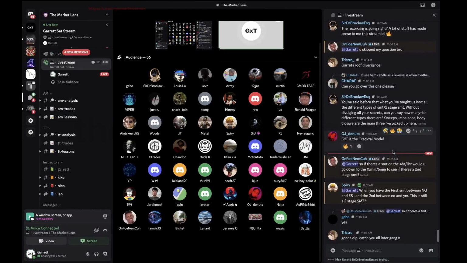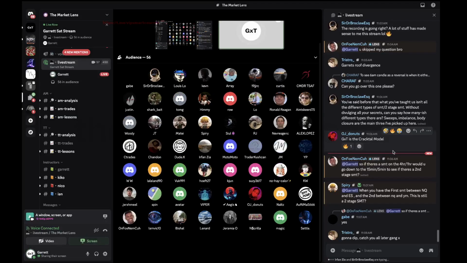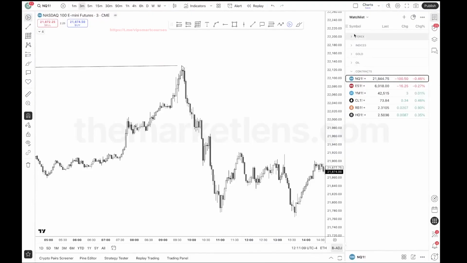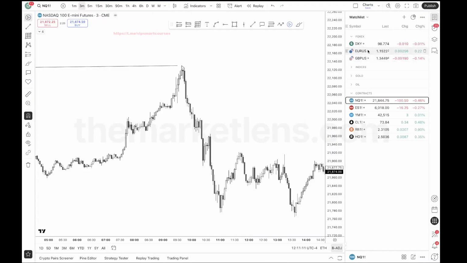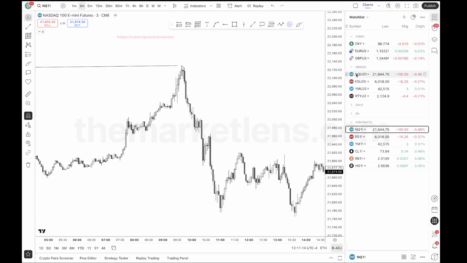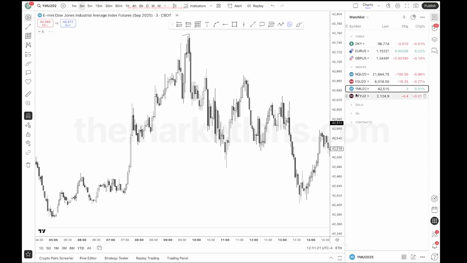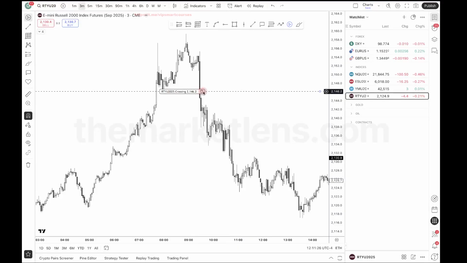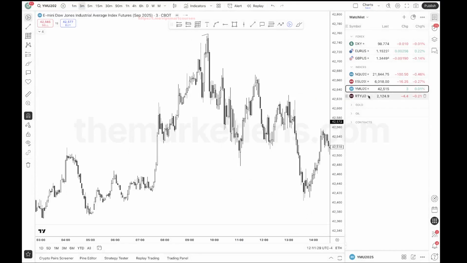When you have the first SMT between NQ and ES and then the second SMT, that's still two-stage SMT, because I view correlation between triads on all assets that I trade. If I was going to trade Forex, it's between these three. If I trade indices, it's really between these three: NQ, ES, YM. Now when YM is out of sync, I will use RTY, for example. Or if I want to trade RTY by itself, I'll just look at YM for correlation.